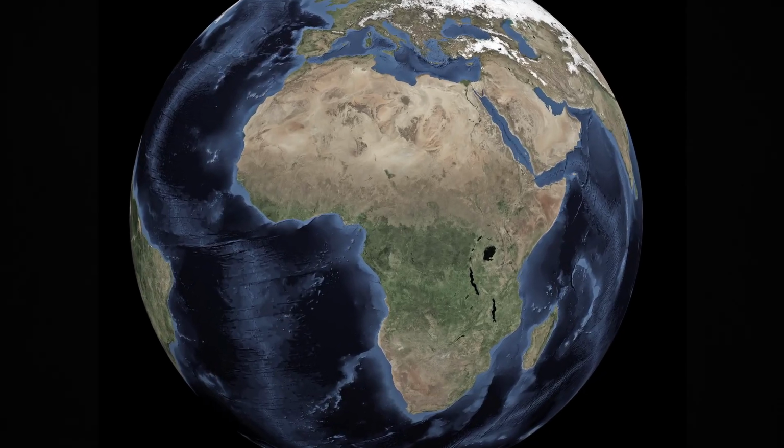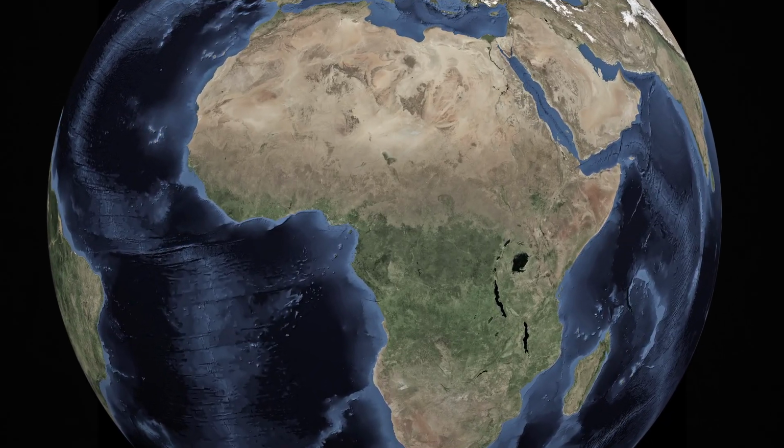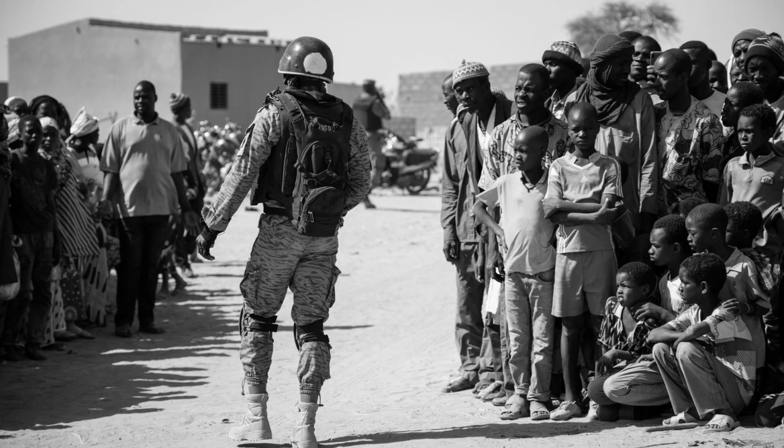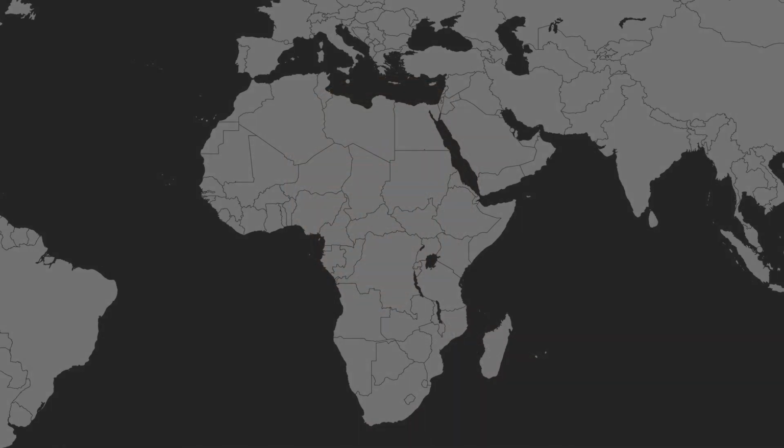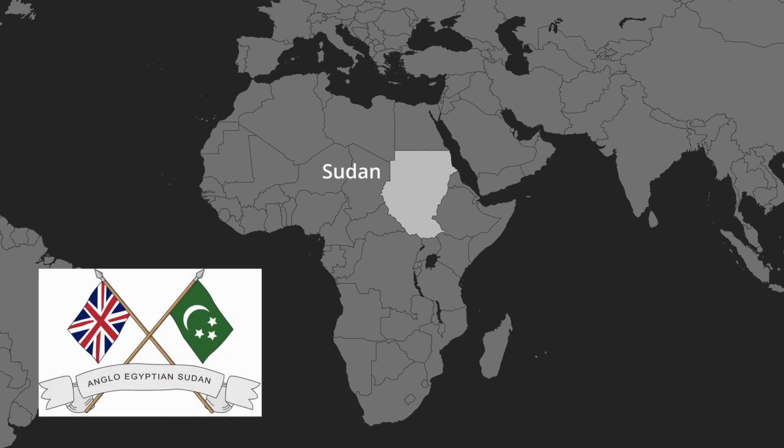Africa, the second largest continent, has an abundance of natural resources. Due to this, the continent witnessed many conflicts and struggles between different parties. In 1899, Sudan came under Anglo-Egyptian rule. Officially, it was a joint rule, but the British held dominant control.